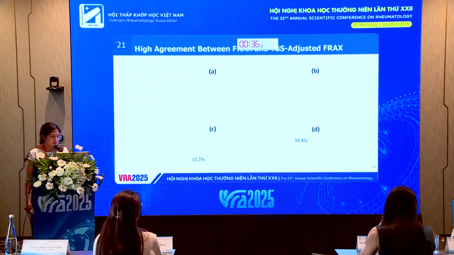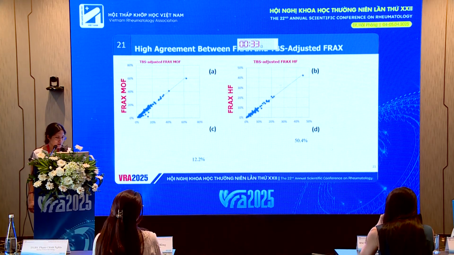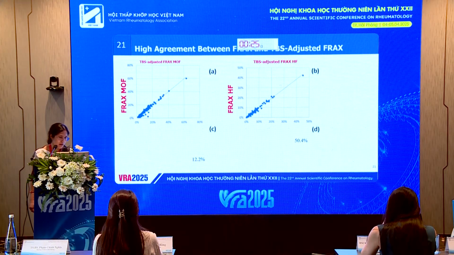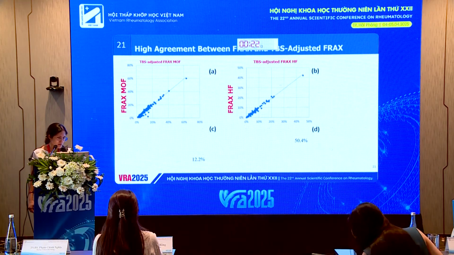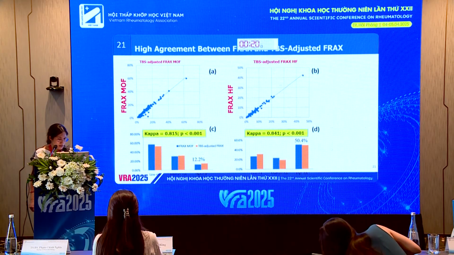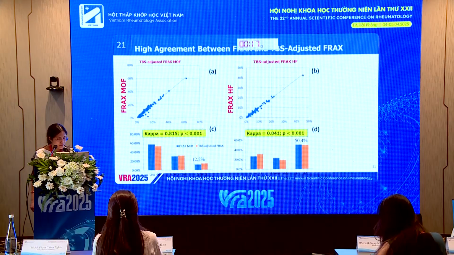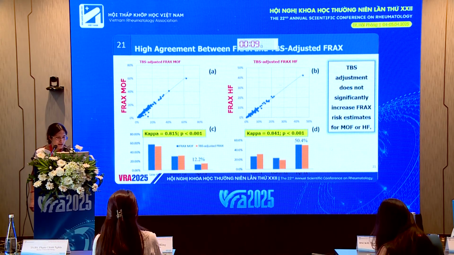Between FRAX and TBS adjusted FRAX, we also analyzed the concordance between the TBS adjusted FRAX and FRAX MOF, and we also compared the different categories, high risk, medium risk, and low risk, and we found the Kappa concordance is very high too. So we advise that TBS adjustment does not significantly increase the FRAX risk estimate for MOF and HF, and we can use simple FRAX only. We don't need to do the TBS adjusted FRAX in this case.